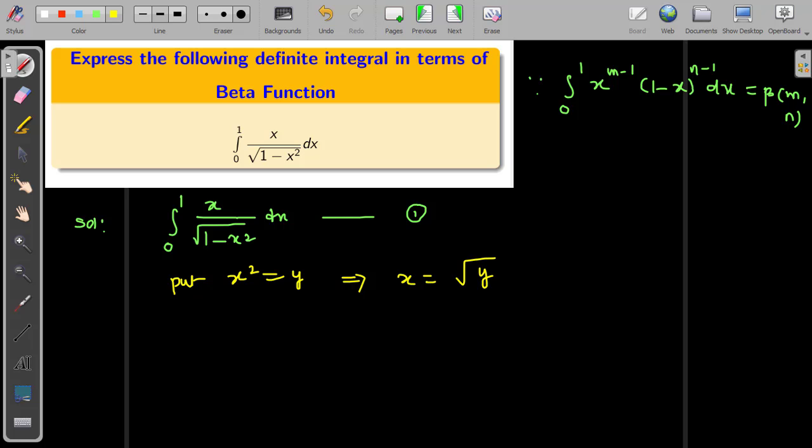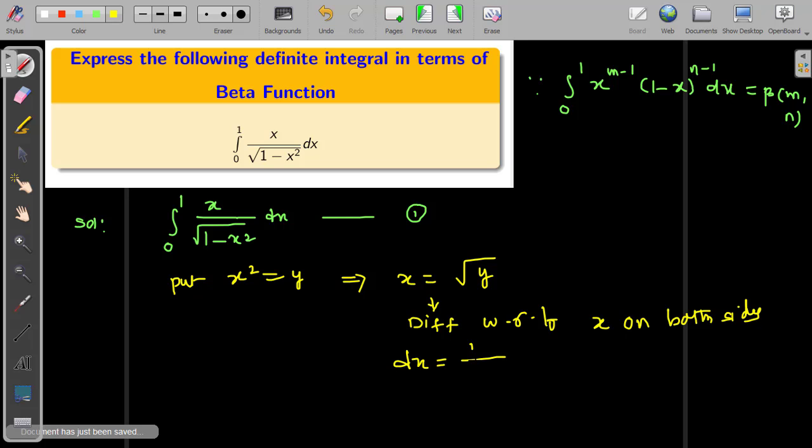After that, dx. From this I can find dx. Differentiating with respect to x on both sides: LHS dx, RHS derivative of root y is 1 by 2 root y, times dy. Cross multiplying, dx equals 1 by 2 times root y into dy. Let us say this is equation number 2, and this is equation number 3 now.